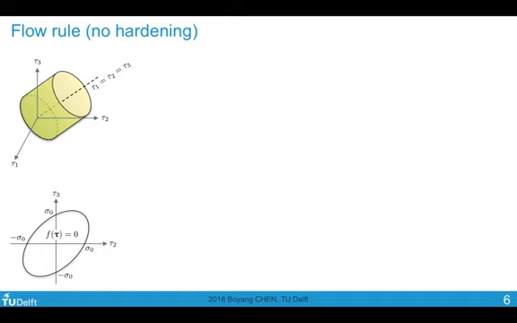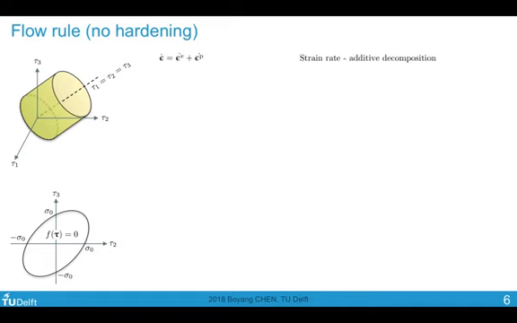Next, let's talk about flow rule. So after the yielding criteria has been satisfied, we then need to calculate the plastic flow based on all the information that we have. I've mentioned in the introduction part that in the flow theory of plasticity, we work in the rate form.